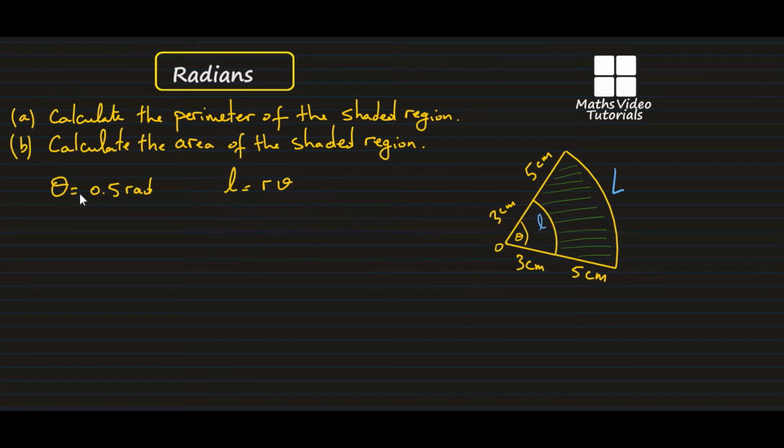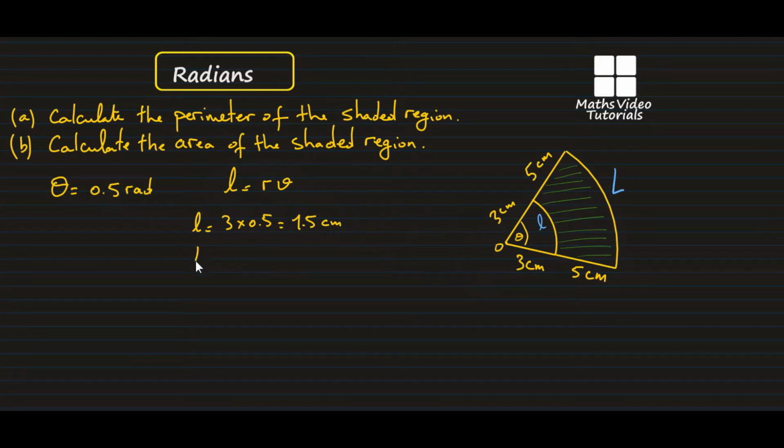So we've got theta is, again, because the center is shared, the angle is the same for both arc lengths, the larger and the smaller. So for the smaller, I call it L, it has a radius of 3 centimeters. I'm going to times it by the angle, which is 0.5. That gives me 1.5 centimeters.